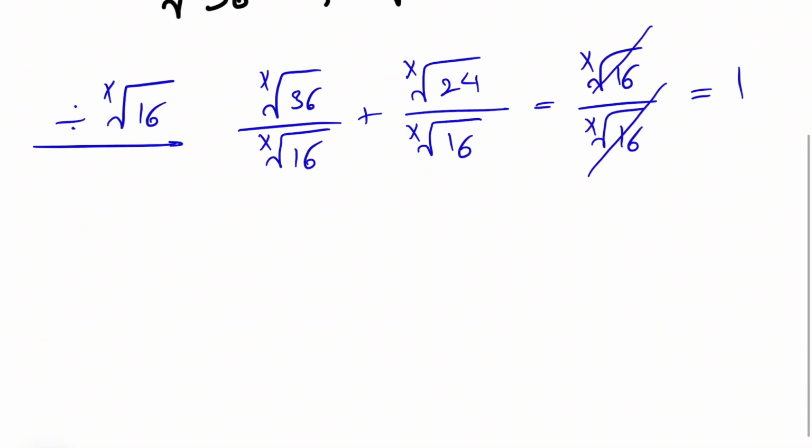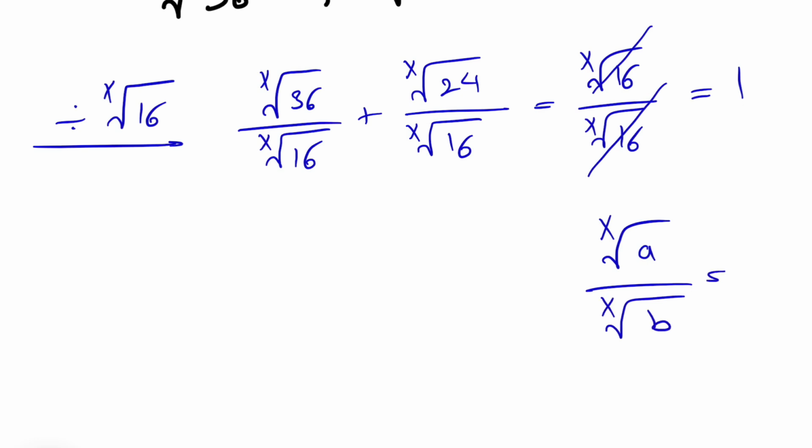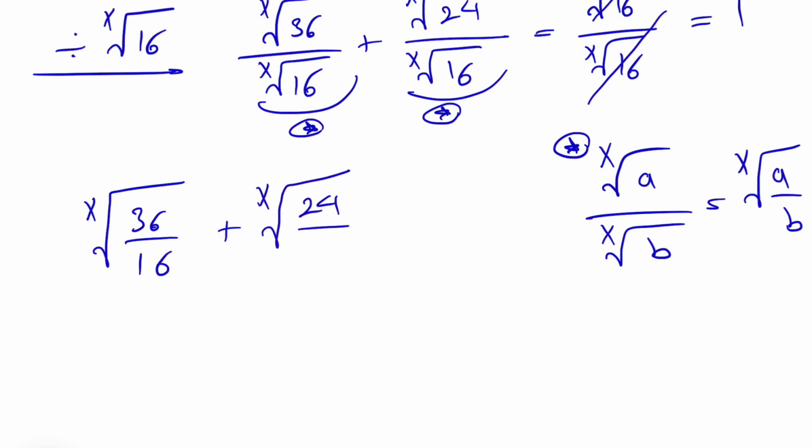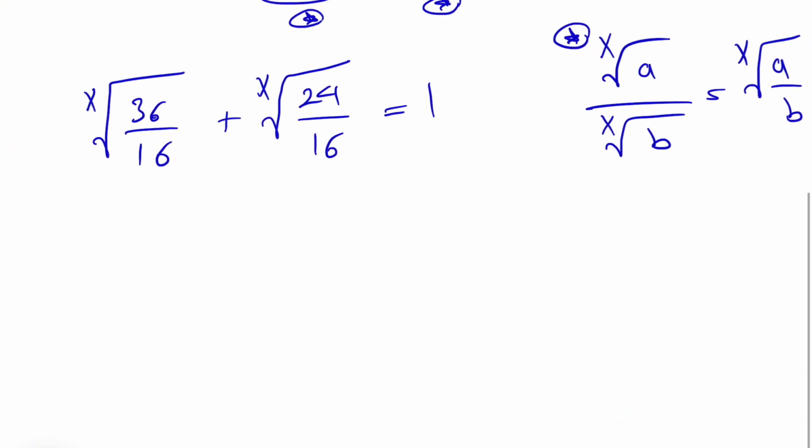Let's go to the left, and we know when we have the x root of a over the x root of b, this will be equal to the x root of a over b, which is the case in here. So each of these can be written using this one. So from the first one we have the x root of 36 over 16. In the second one we have the x root of 24 over 16, and on the right side we have 1.